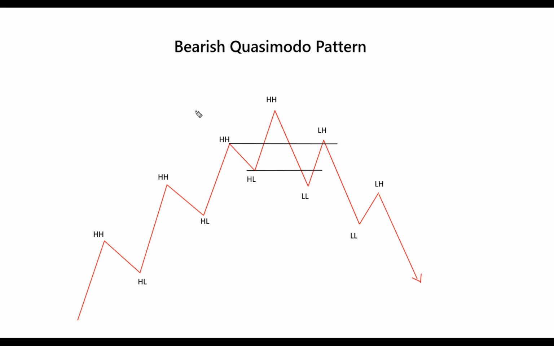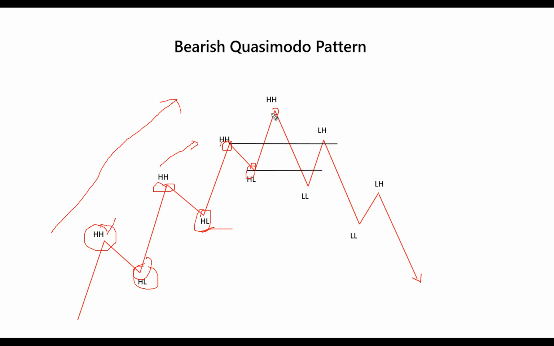The concept behind this pattern is market structure. We know in an uptrend the market makes higher highs and higher lows. For example, this high is higher than the previous high and this low is higher than the previous low, and then we have this high which is higher than this high, and then this low which is higher than the previous low, and we are making higher highs and higher lows. That means we are in an uptrend.